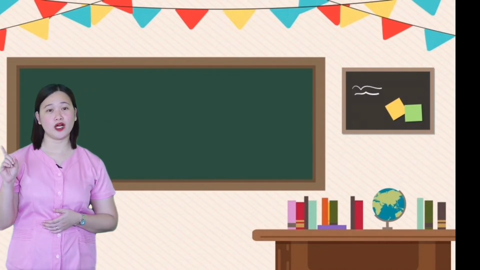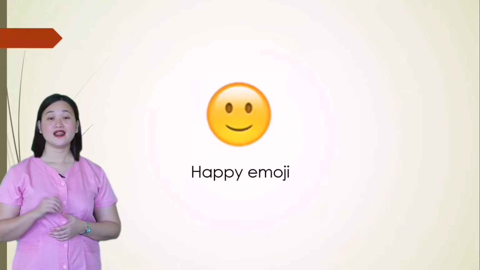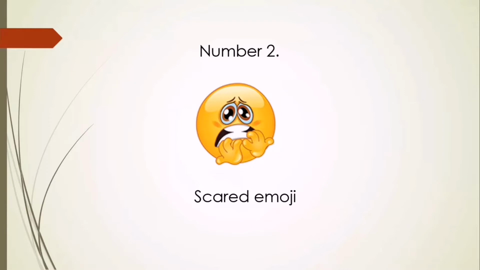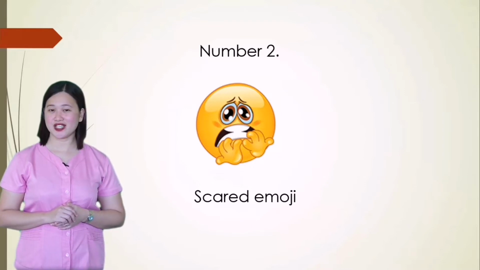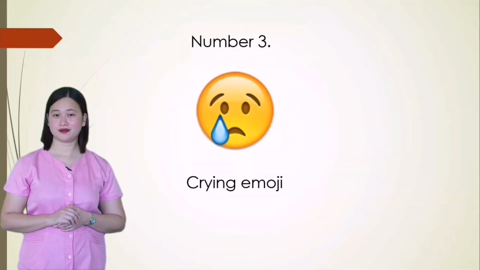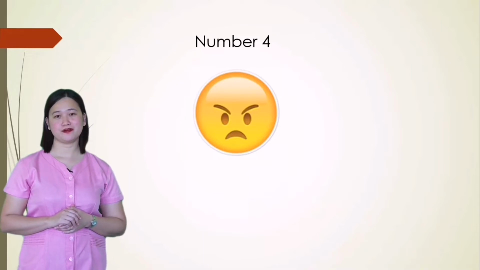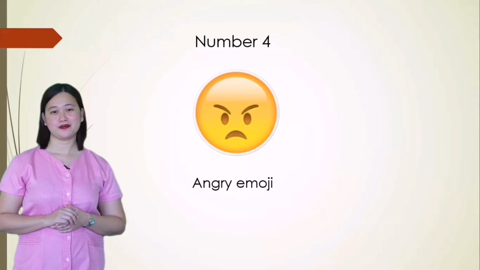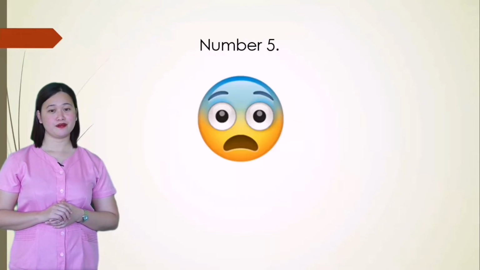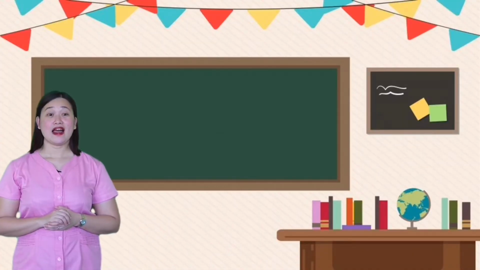Here is emoji number 1. Can you name this emoji? Yes, it's a happy emoji. Number 2. The answer is a scared emoji. Number 3. This is a crying emoji. How about this number 4? An angry emoji. And lastly, for number 5, the answer is fearful emoji. Have you guessed them all?